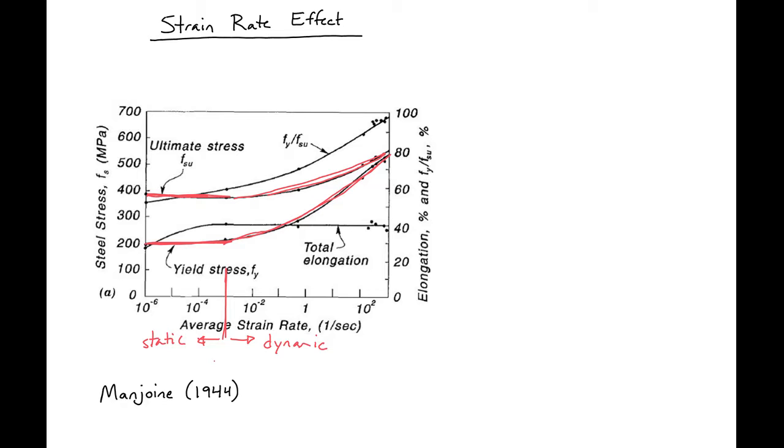The other thing that you can notice is that while there's a pretty large difference between the yield and ultimate stresses under static loading, as we move dynamic, you'll see that right about when we yield, we'll fail the bar in its ultimate stress. So this difference will shrink as we move dynamic.